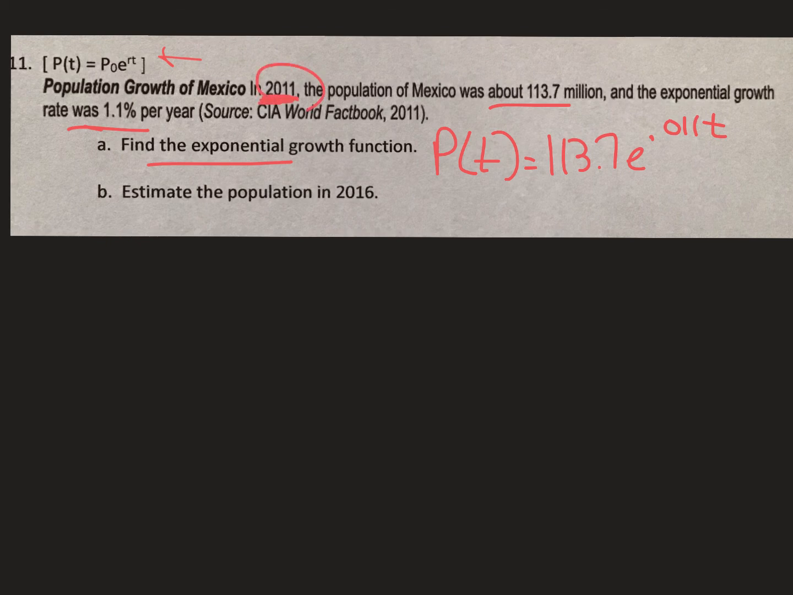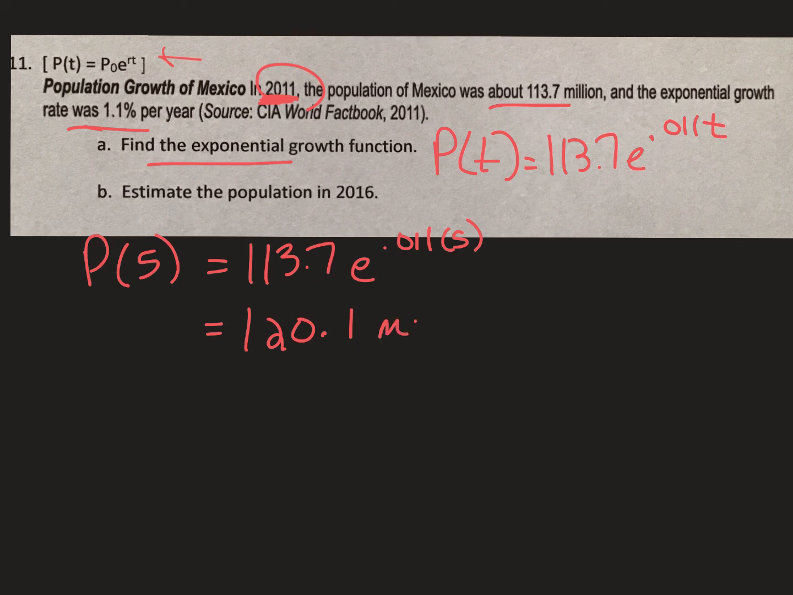So all I'm going to do is put P of 5, 5 years later. It's 113.7 times e to the 0.011 times 5 in your exponent. Okay, I'm just going to, again, just punch that straight in your calculator. And when I punch it in, I'm getting 120.1. That'd be millions of people in Mexico in 2016.